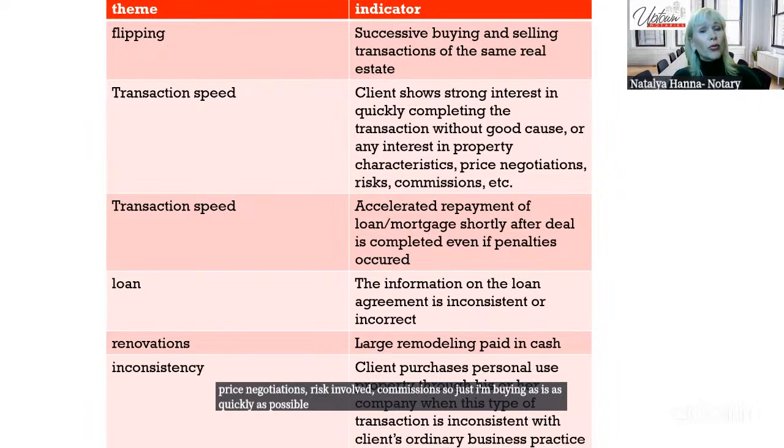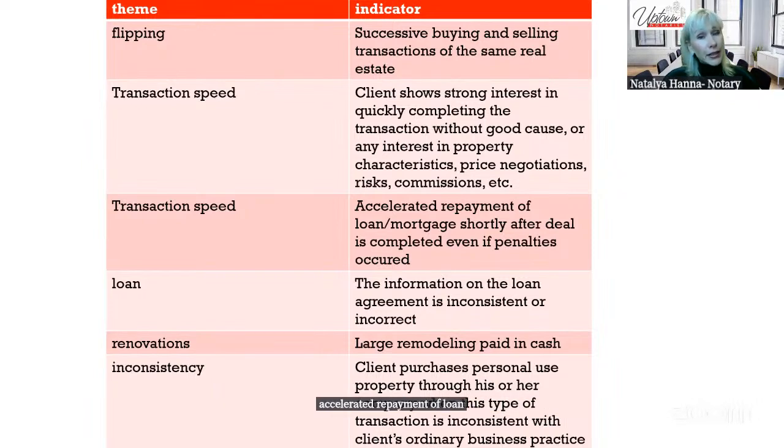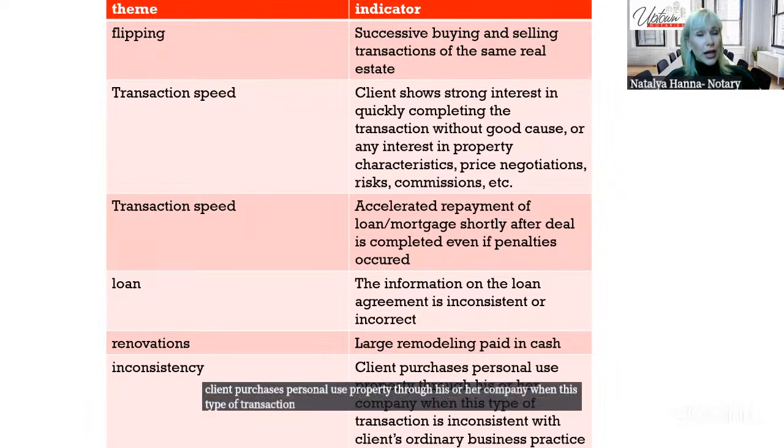Accelerated repayment of a loan or mortgage shortly after the deal is completed, even if penalties are incurred. However, this is probably hard to track for the real estate agent. The information on the loan agreement is inconsistent or incorrect. Large cash transaction. Client purchases personal use property through his or her company when this type of transaction is not consistent with the client's ordinary business practice.